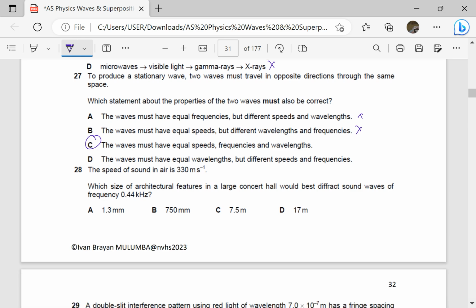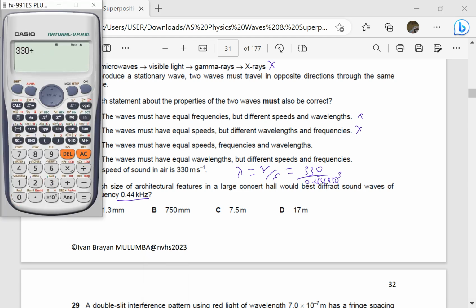The speed of sound in air is 330. Which size of architectural features in a large concert hall would best diffract sound waves of frequency 0.44 kilohertz? Okay, so let's first find the wavelength. Wavelength is equal to v over the frequency, that is 330 divided by the frequency, which is 0.44 times 10 to the power 3.